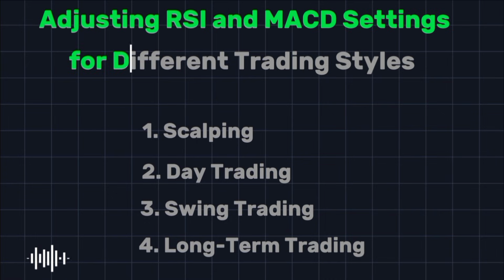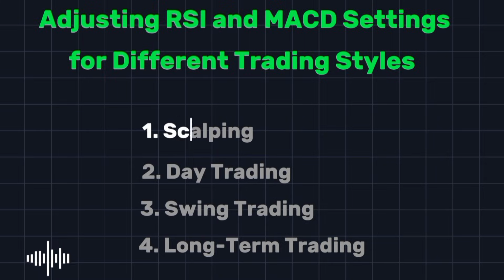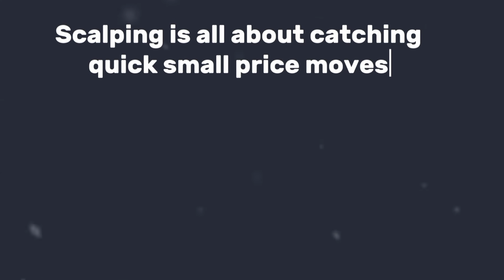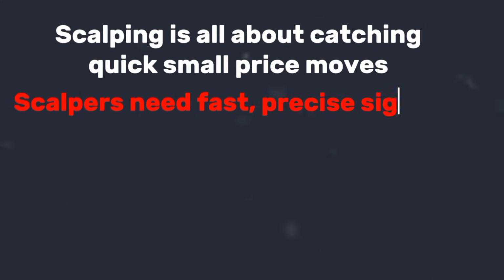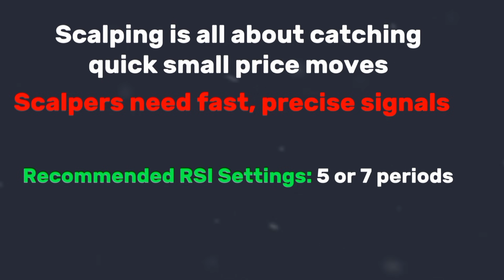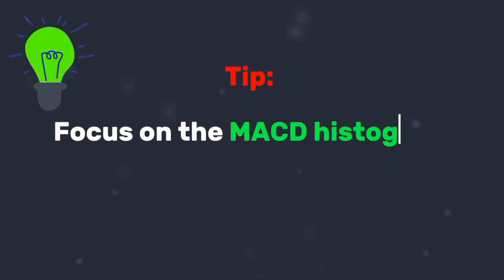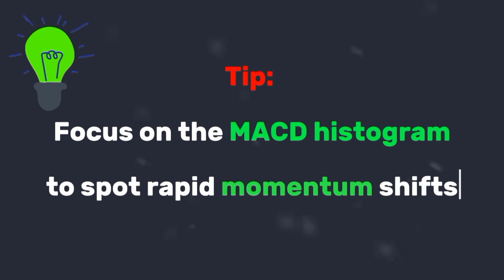Adjusting RSI and MACD settings for different trading styles. Let's explore how to optimize RSI and MACD settings for various trading approaches. 1. Scalping. Scalping is all about catching quick, small price moves. Scalpers need fast, precise signals. Recommended RSI settings, 5 or 7 periods. Recommended MACD settings, 3, 6, 3. Tip: focus on the MACD histogram to spot rapid momentum shifts.